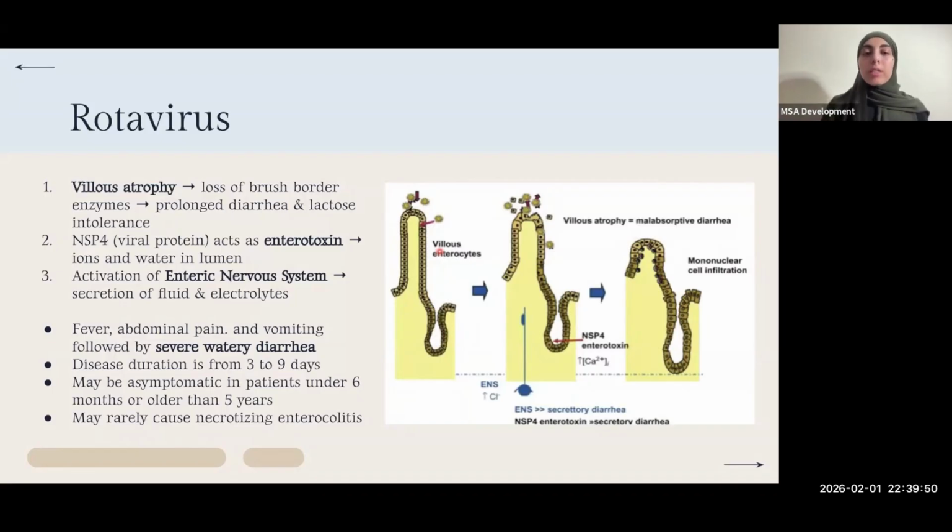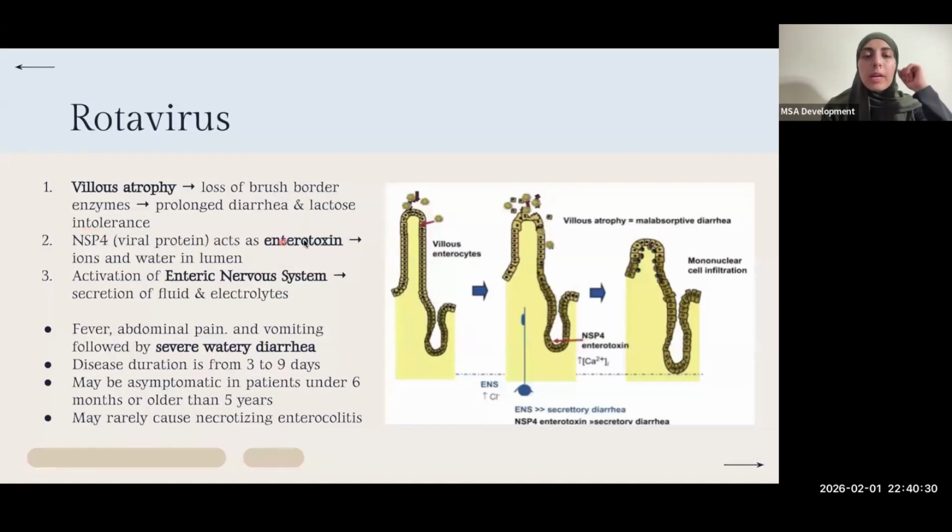And another thing is when it destroys the brush border, remember, what do you have on the brush border? Other than the actual absorption, you have enzymes on the brush border that help you to digest. One of those is the lactase enzyme, which helps you digest lactose, okay? So when someone gets rotavirus and they get villus atrophy, this destruction of the villi and the brush border gets rid of the enzyme. And other than the diarrhea that they also get lactose intolerance, which is usually transient, but it is significant, okay?